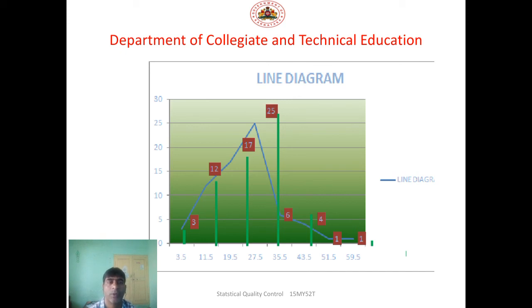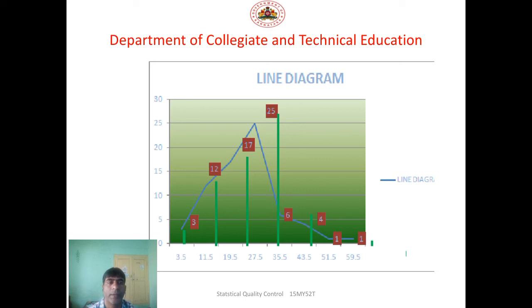To that midpoint you should erect a straight line. The height of the straight line will be equal to the frequency. So like this you should complete the line diagram. Take your time and complete this. This is the first part in the question, to draw the line diagram of the given frequency distribution.